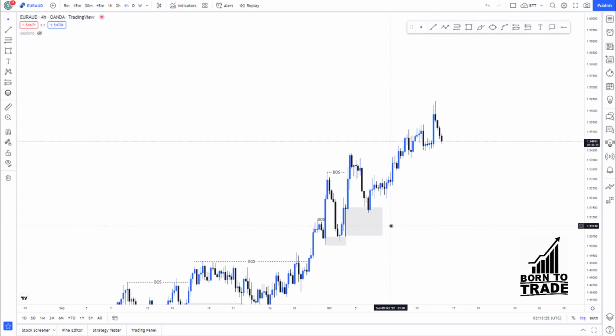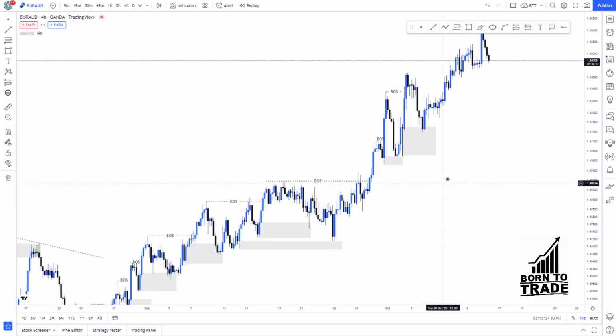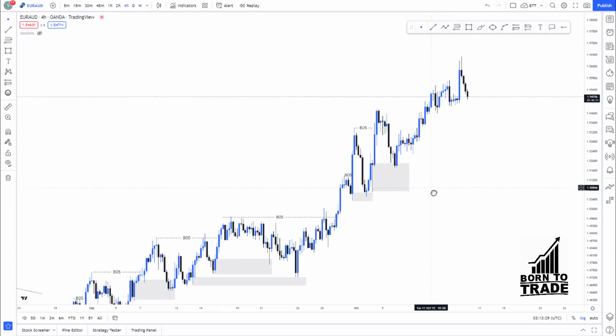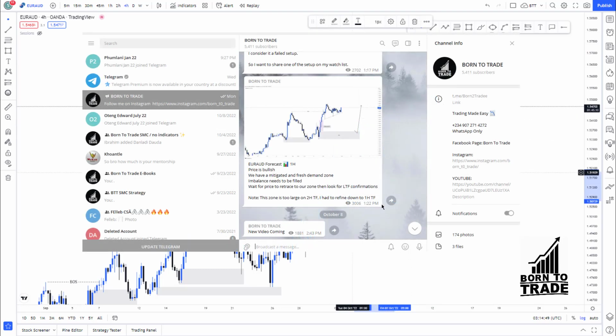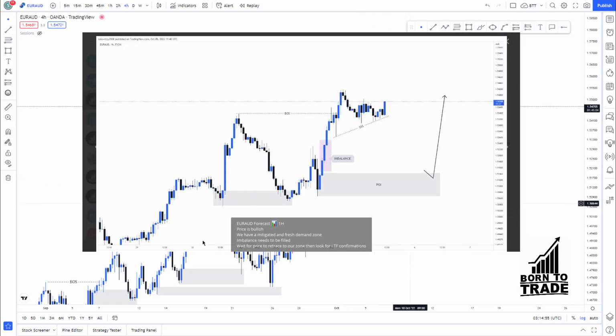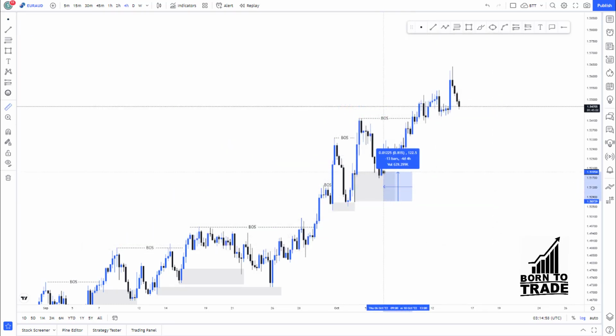Okay, so this is institutional order flow, and this is how it works. And you see this particular move right here that broke structure. I shared this particular one on my Telegram channel. This is Euro AUD. I will display the image and I'll show you, but I couldn't get involved in this trade because when I measured this zone, it was about 100 pips. I can recall 122 pips. So I had to refine the zone down to the 1 hour time frame. That's why I missed this trade.